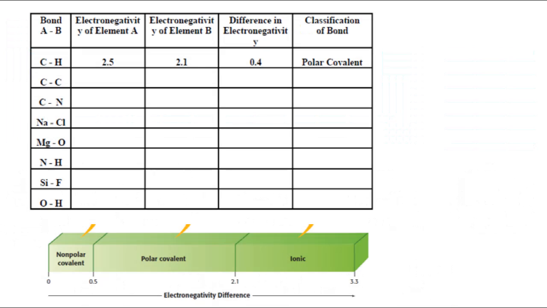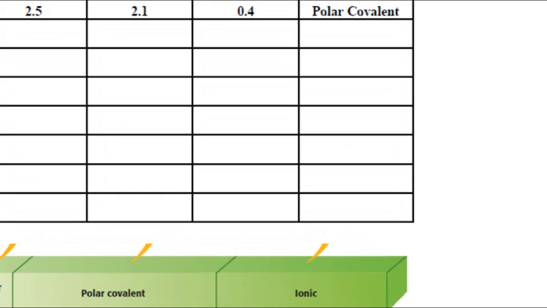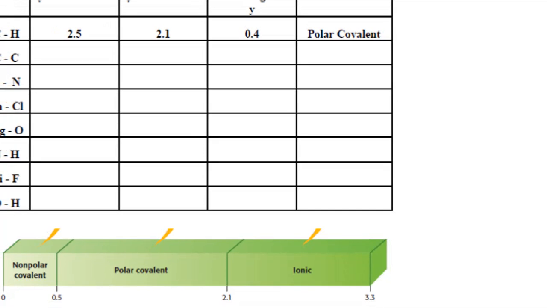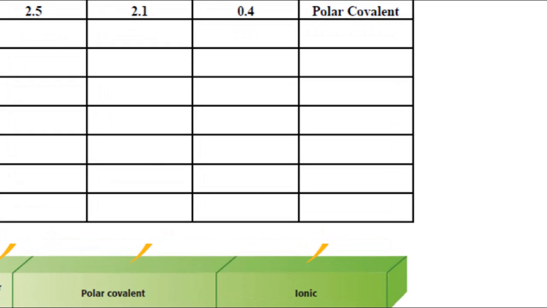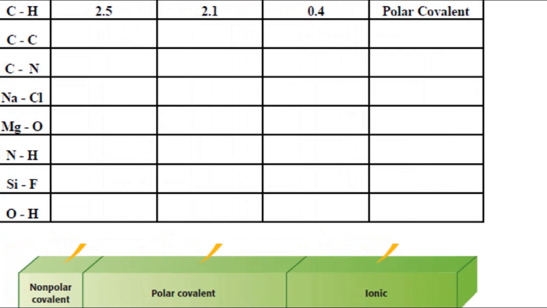Okay, here is the graph that shows what type of bonds you have depending on the electronegativity difference. So in this exercise, based on the electronegativity difference, we will predict what type of bond it has. So let's go ahead and zoom in a little bit. See if I can get this right. That's pretty good.